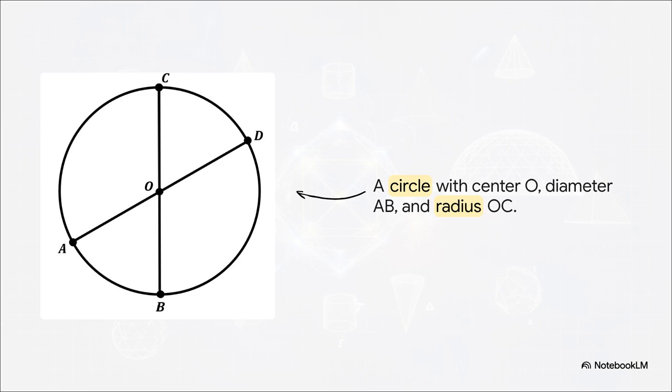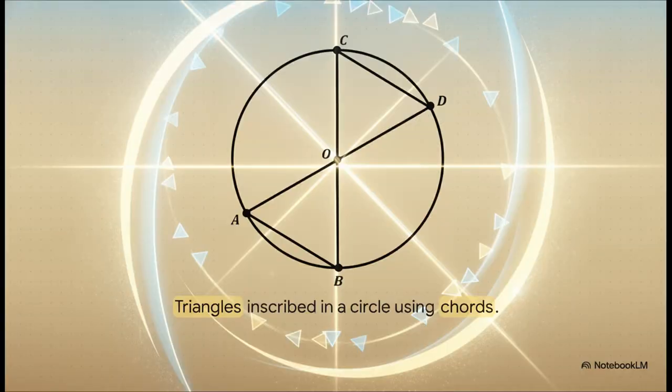The source material suggests a fantastic real-world activity. Take a standard dinner plate, measure its radius, and use that to predict the entire outer boundary of the plate. And this brilliantly illustrates the connection between our curved shapes and our straight shapes. Look at the lines here, AB, BC, CD, and AD. These are called chords. By using these chords, we can actually perfectly inscribe polygons, like these triangles, totally inside the boundary of a circle. So the straight lines and the perfect curve aren't enemies at all. They actually fit perfectly together.